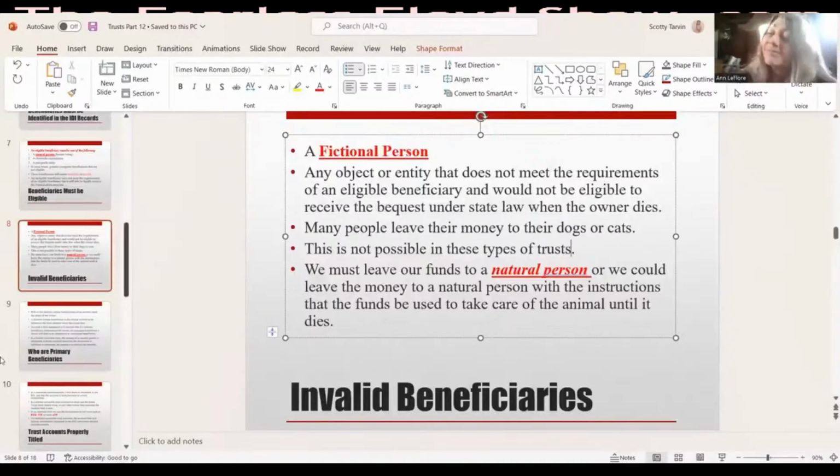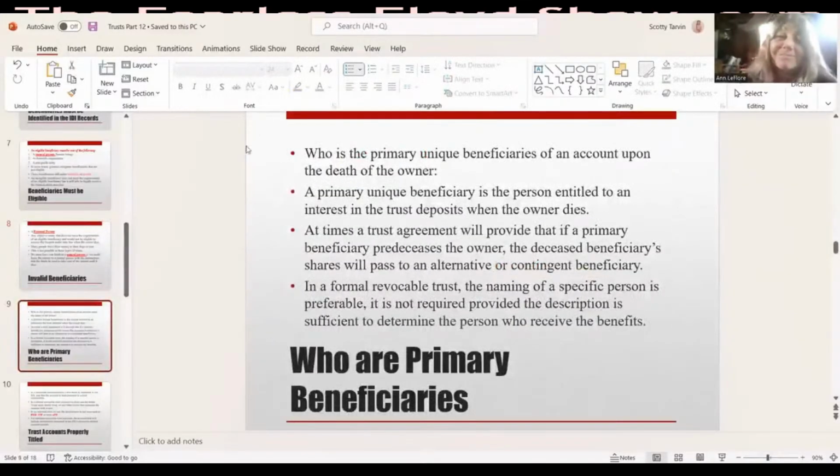Correct. Panel 9. Who are primary beneficiaries? Who is the primary beneficiary of an account upon the death of the owner? A beneficiary is the person entitled to an interest in the trust deposits when the owner dies.